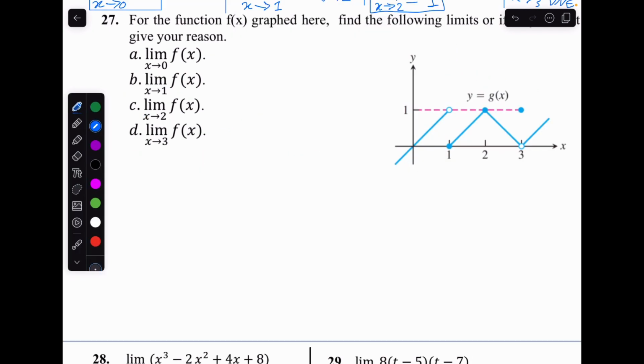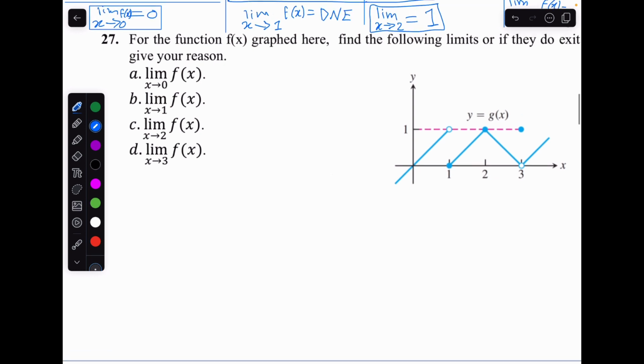Question 27. For the function f of x graphed here, find the following limits. If they do exist, give your reason.